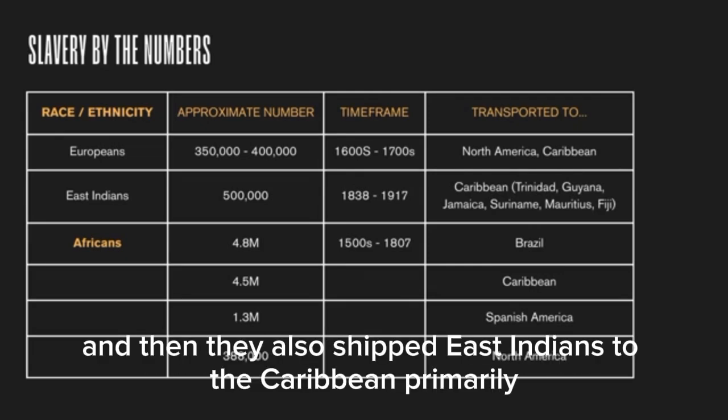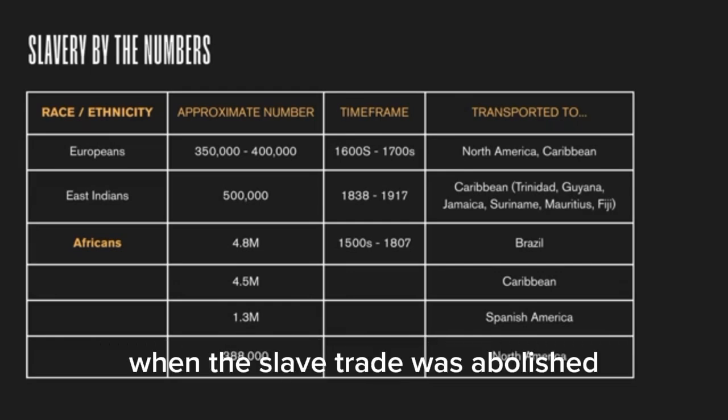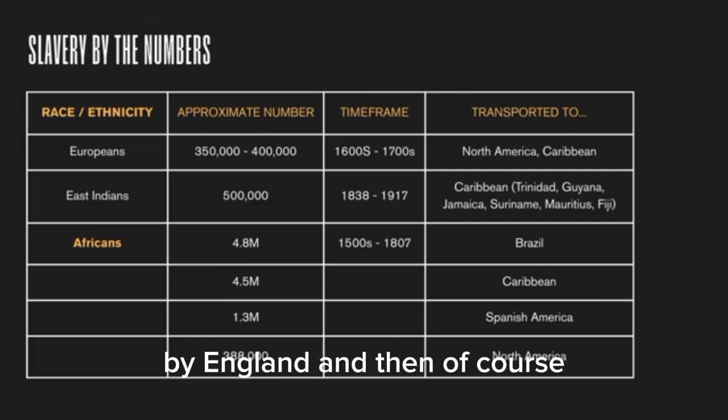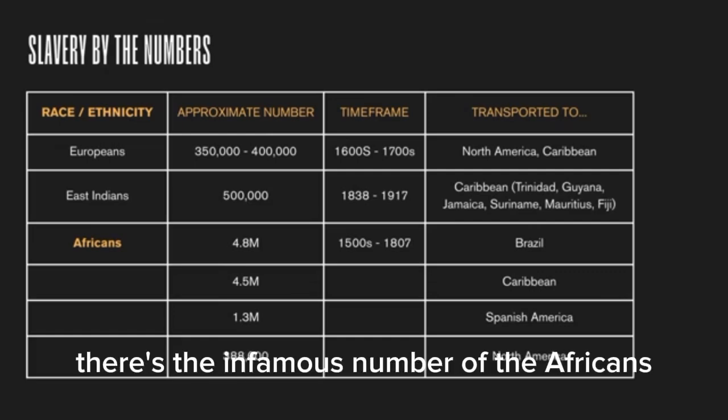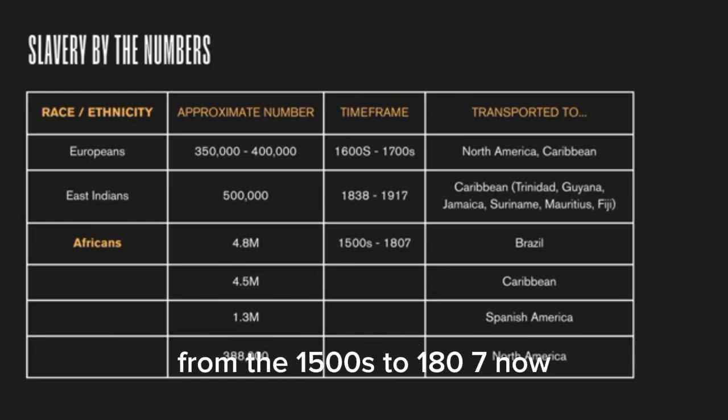And then they also shipped East Indians to the Caribbean, primarily, approximately 500,000 from the period of 1838 to 1917, after the slave trade was abolished by England. And then, of course, there's the infamous number of the Africans who had been shipped to various parts of North America from the 1500s to 1807.